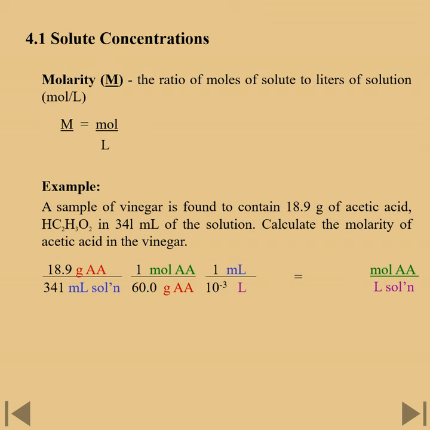And 1 milliliter is 10 to the negative 3rd liters. And when I put this on my calculator, I come up with a 0.924 molar solution. Or we can write this in scientific notation, 9.24 times 10 to the negative 1.